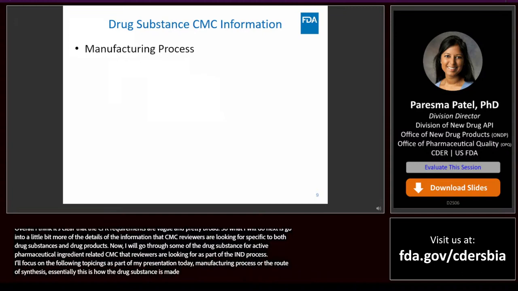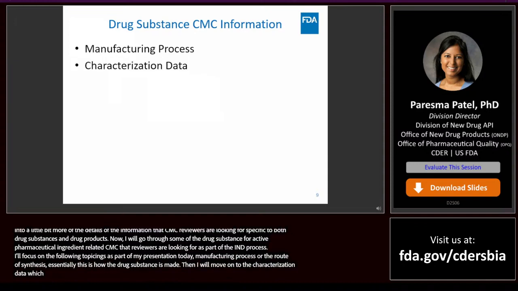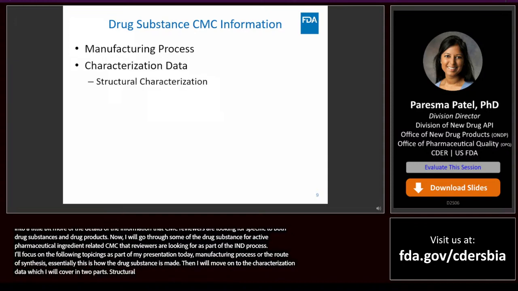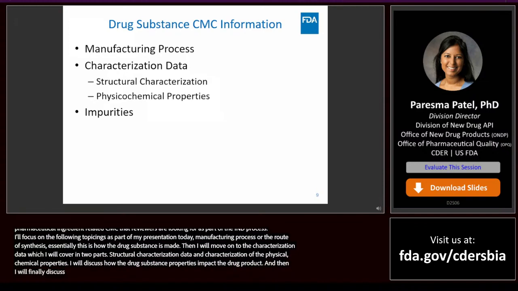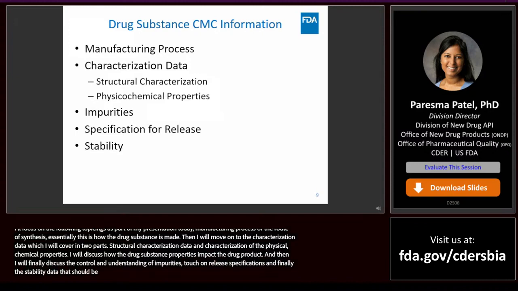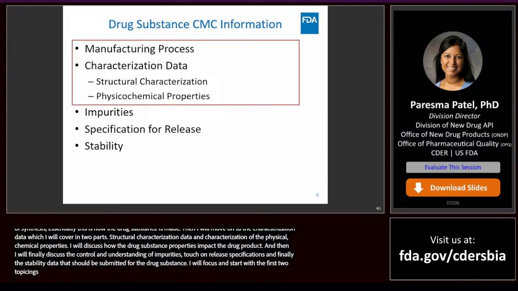Then I'll move on to the characterization data, which I'll cover in two parts: structural characterization data and characterization of the physicochemical properties. I'll discuss how the drug substance properties impact the drug product. And then I'll finally discuss the control and understanding of impurities, touch on release specifications, and finally the stability data that should be submitted for the drug substance. I'll start with the first two topics outlined here in red, and then discuss impurities, specification test, and stability in conjunction with the drug product CMC information.